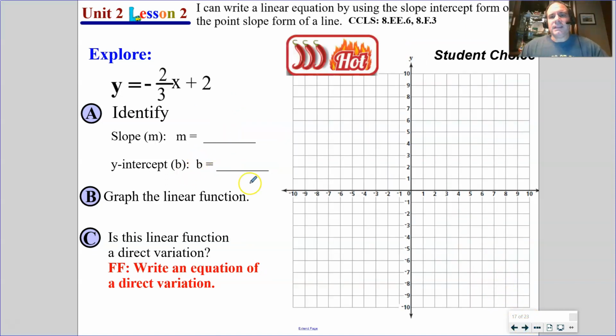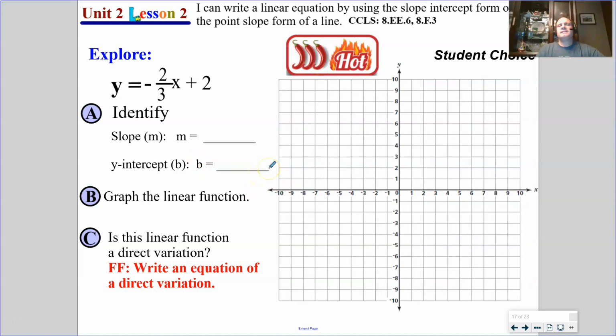So, taking a look at this problem, you have to identify the slope of the line. So, what is the slope of this line? If you said 2 over 3, that is correct. But remember, there's a negative out in front. Don't you hate when there's a negative out in front and you really don't know which number, the numerator or denominator, is negative? Well, if the fraction's negative, think about it.